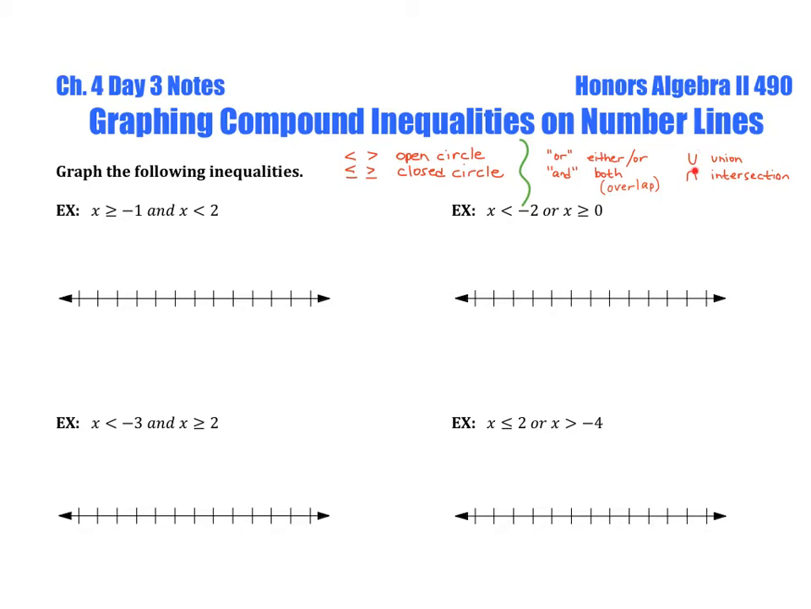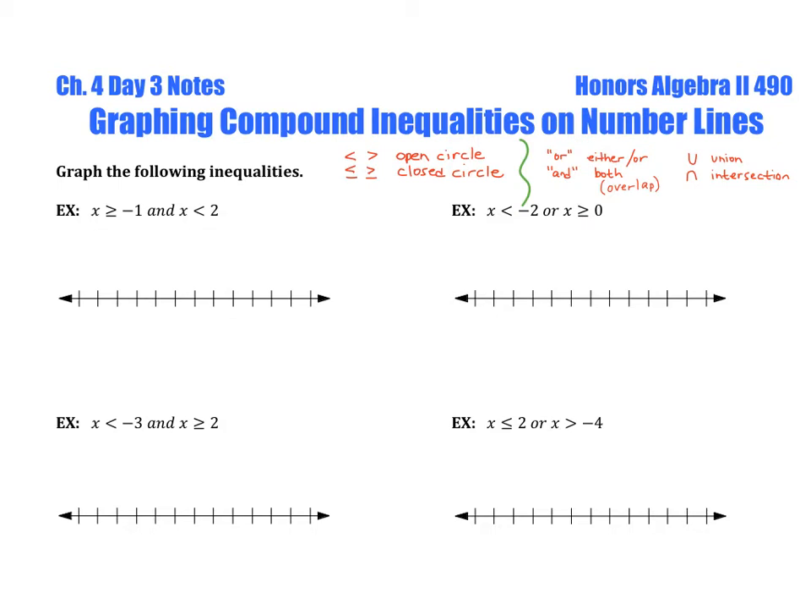And then finally, what I have written to the right focuses on some set notation that we're going to do at the end. This symbol right here means union, so that corresponds to the word or if we were writing it with an actual word instead of a symbol. And then this symbol right here stands for the intersection of, and that corresponds to the word and in a compound inequality.